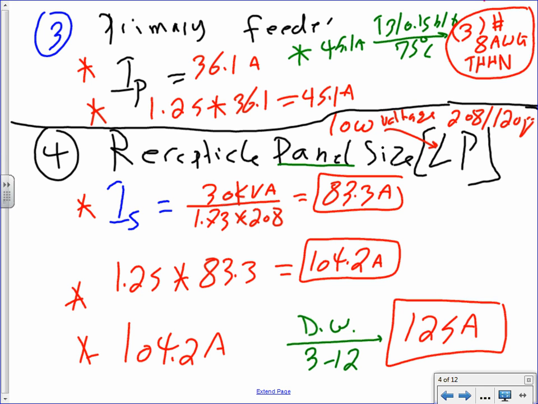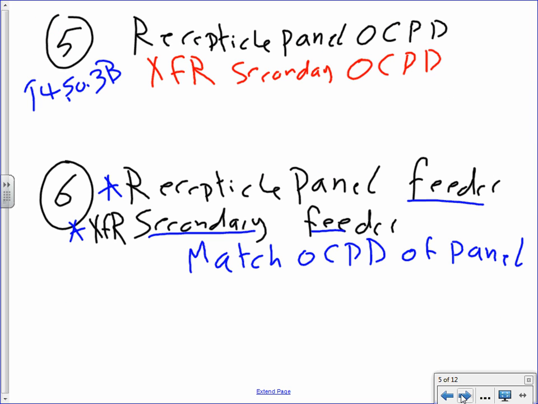Okay, 125. Let's go to number 5. Number 5 is the receptacle panel overcurrent device. The reason I separate them is because the panels and the overcurrent devices are different sizes. There are more overcurrent device sizes than panel sizes, so it's a good idea to separate them. Okay, so having said that, for the receptacle overcurrent device, what do we do?